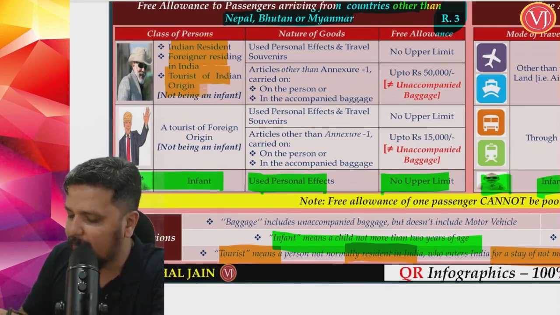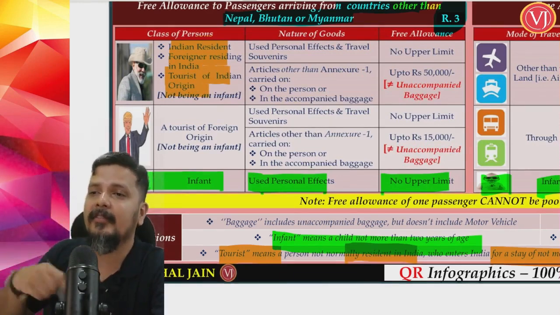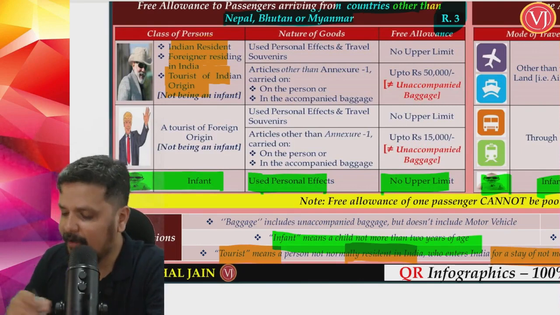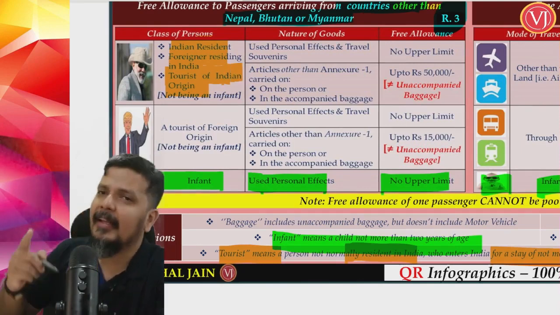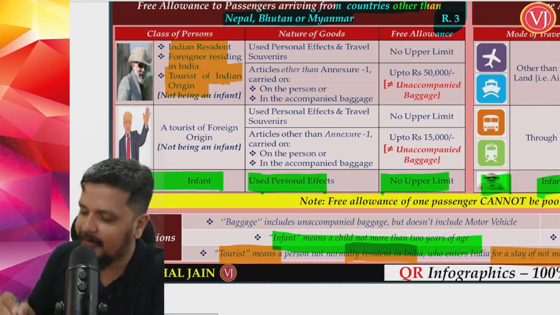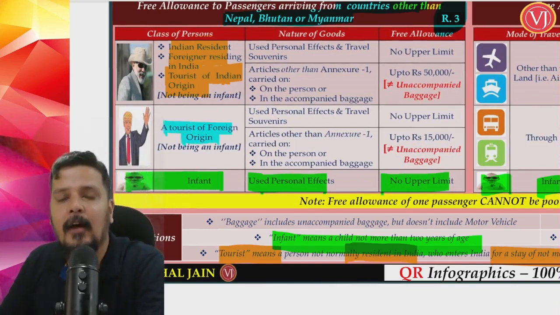Or a tourist of Indian origin, which means you are talking about a tourist, but the origin is India. So you are talking about a tourist of Indian origin. In the first category, they will give you more exemption. What is the second category before we see the exemption? The second category is a tourist of foreign origin.